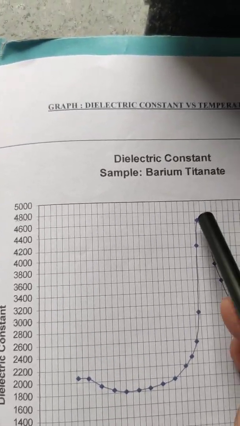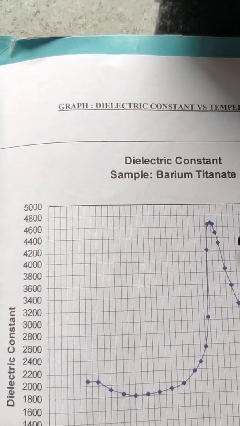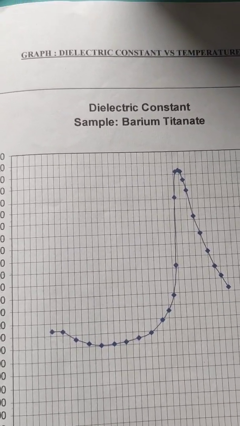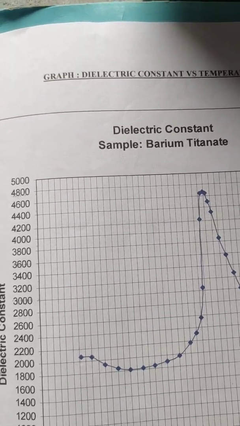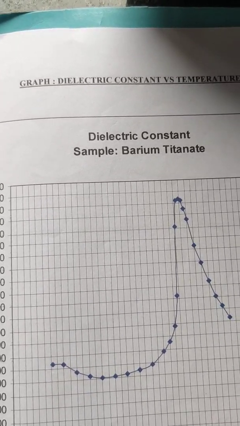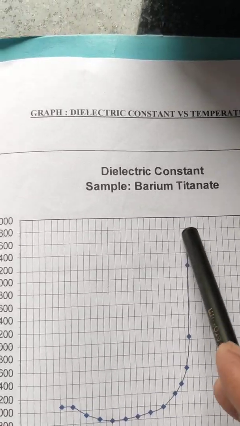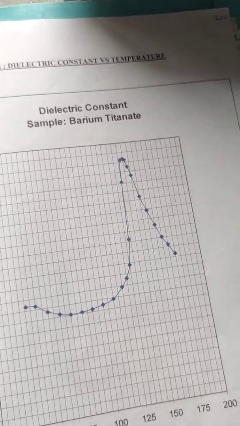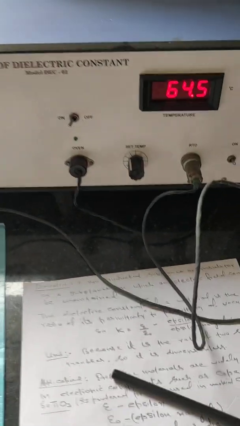This peak value is showing the Curie temperature. The Curie temperature of this barium titanate is around 130 degrees centigrade. It may be at 120 to 130 degrees centigrade. So this peak is the Curie temperature. So this is all about this experiment. Hope it is clear to all of you.